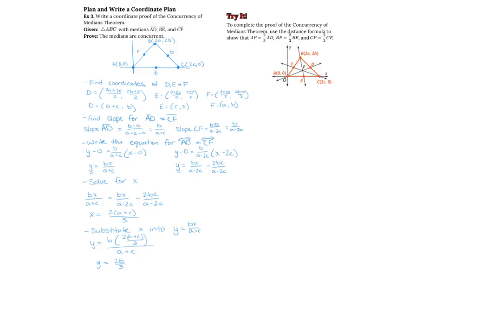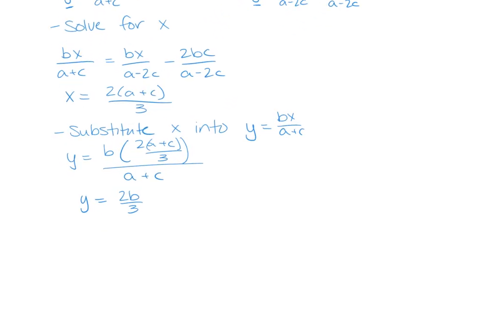So let me change my color here. So I've got this median and this median, and I just found the point where they are intersecting. So my point P, where they intersect, our x value that we found was 2a plus c over 3, and the y value we just found was 2b over 3. Okay, that is that point P.